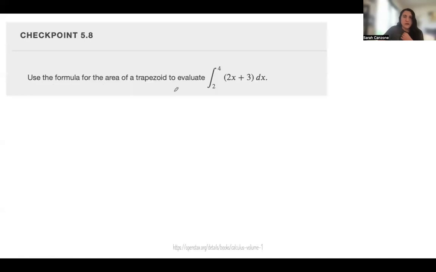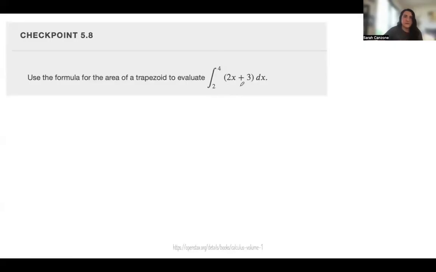Use the formula for the area of a trapezoid to evaluate the integral from 2 to 4 of 2x plus 3 dx. So first of all, again, maybe I want to create some points. I suggest drawing all of these. It would be a lot easier to visualize what's going on if we actually have a drawing, but we need points in order to actually have a drawing.